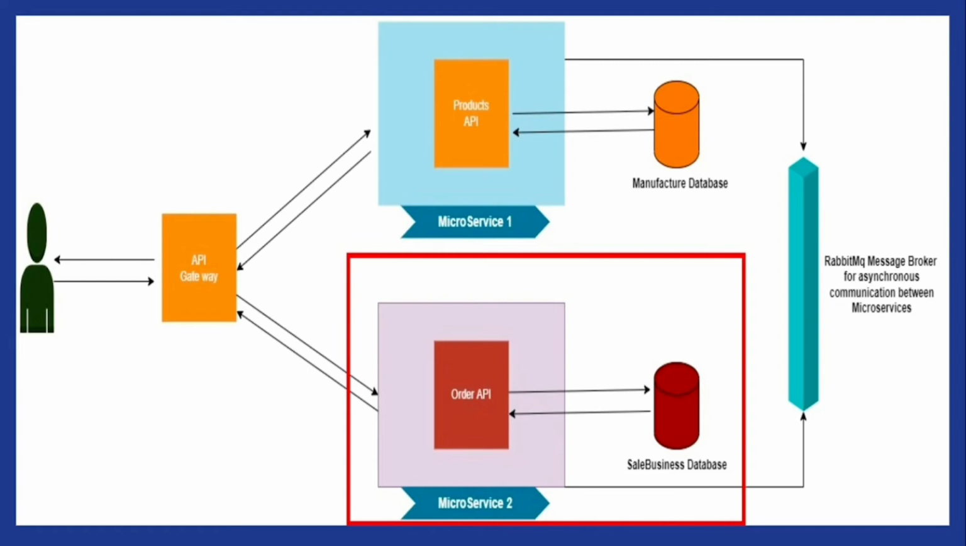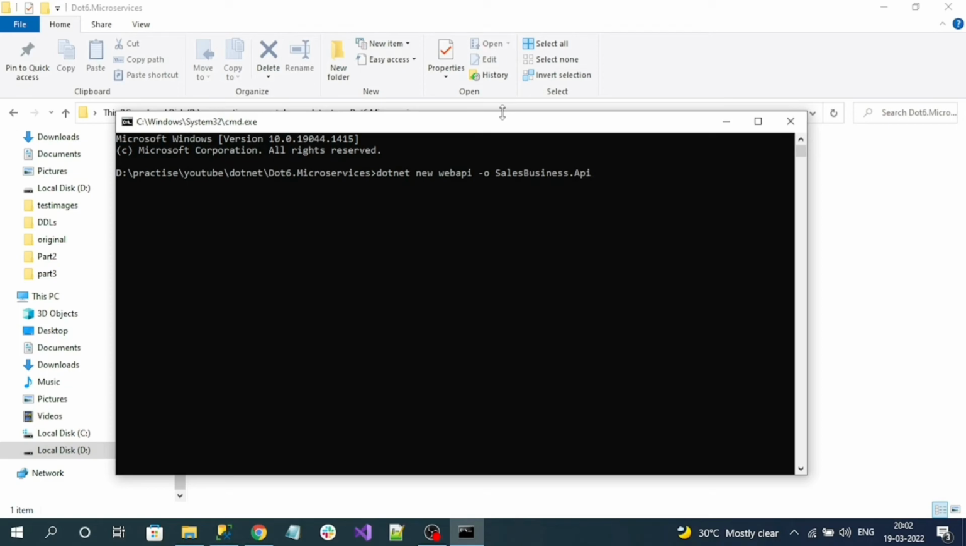Here we can see the flow of our demo of our .NET microservices. You can see the highlighted box. I am going to create the orders API in another microservice application, and this orders API has its own database, something like a sales business database. So let's jump into creating the .NET 6 Web API application, which will be our microservice application.